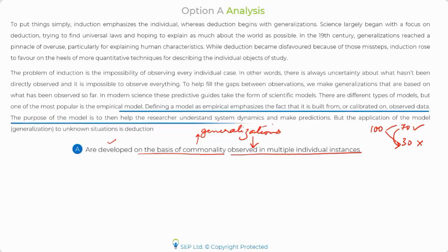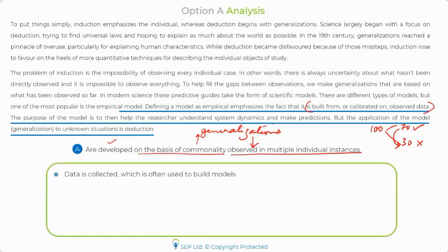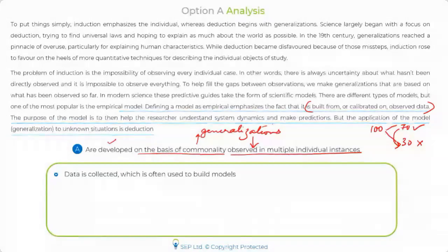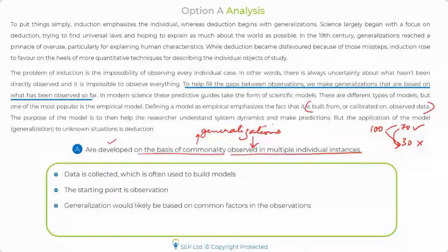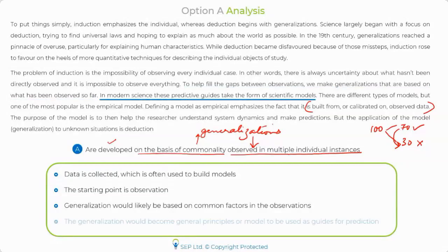In fact, look at what is given. Defining a model as empirical emphasizes the fact that it is built from observed data. So the starting point is data is collected, which is often used to build models. And this data is collected on the basis of observation that we make. So the starting point is observation. Generalization would likely be based on common factors in the observation. And that is how the generalization would become general principles or models to be used as guides for predictions. So A is correct. 44% of you got it right.